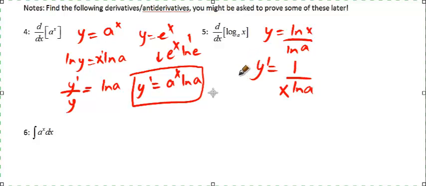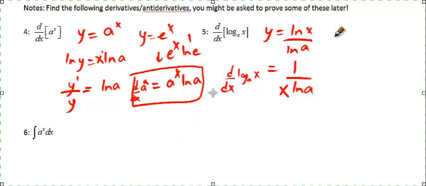So that is the derivative of log base a of x. So here, let's write this way. d/dx of a to the x is a to the x ln of a, and d/dx of log base a of x equals 1 over x ln of a.